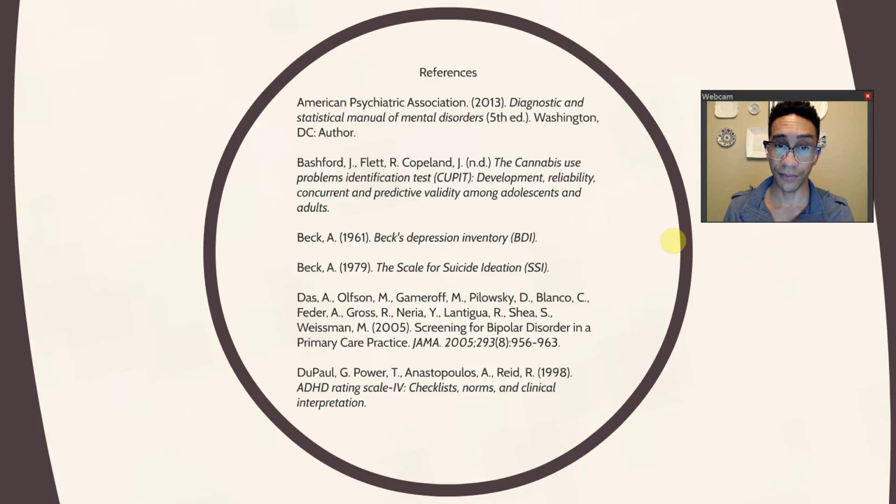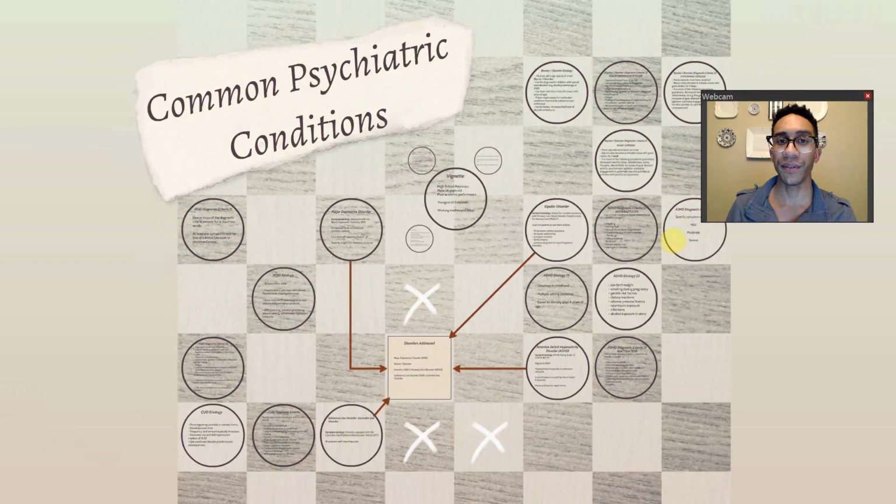Obviously the DSM-5, the QPIT, Beck's Depression Inventory, Scale for Suicide Ideation. I also used the Screening for Bipolar Disorder and Primary Care Practice Assessment Tool, and also the ADHD Rating Scale 4. So I hope that that was sufficient.